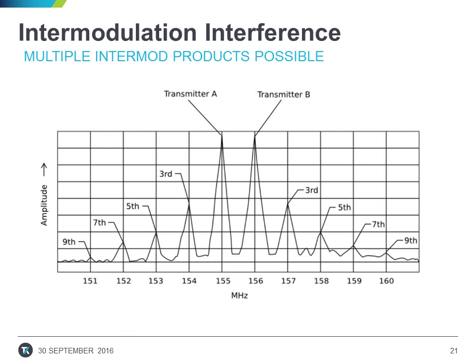This slide shows where the products can occur from mixing between transmitters A and B. In the previous slide, we showed that the third-order intermod product was the most popular, but it's by no means the only one. Fifth, seventh, and ninth order products are also possible.